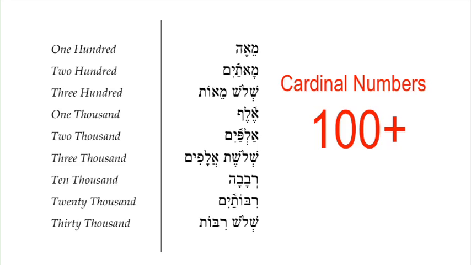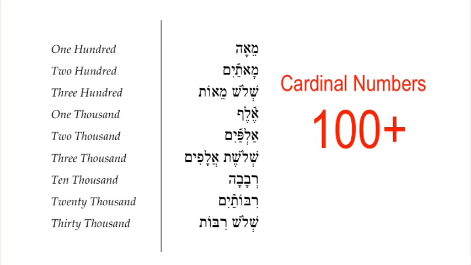Let's look at the cardinal numbers for 100 and above. Here we have the numbers for the hundreds and the thousands and the tens of thousands. At the top of the list on your screen, you'll see the Hebrew word for 100, me'ah. The Hebrew word for 100 is me'ah, and this is a word you'll memorize as vocabulary.